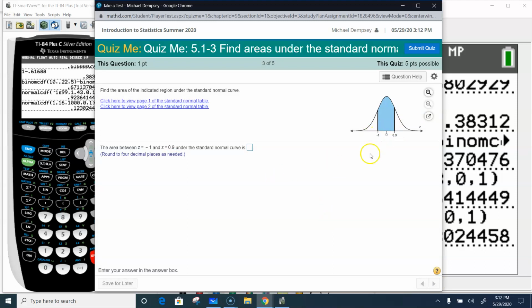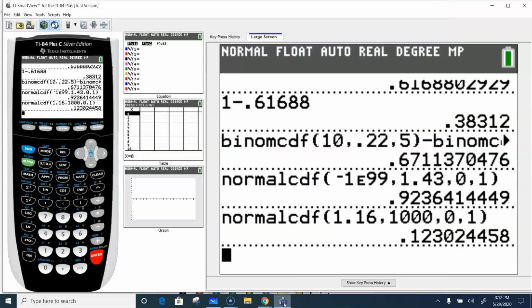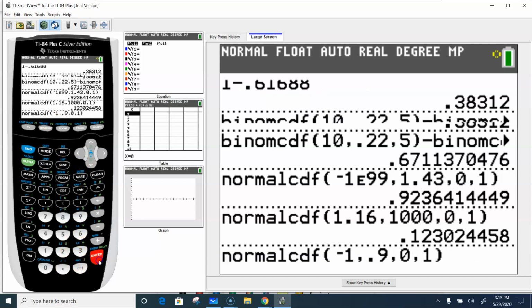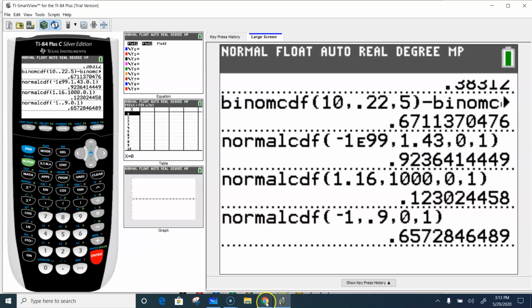Okay, now we're in between two numbers. It's even easier, negative 1 to 0.9. We don't have to tussle with figuring out what the left endpoint is at negative infinity or upper endpoint. And be careful with this negative sign. Make sure you use this one down here, not the subtraction symbol. So this one went from negative 1 to 0.9, and then I just need the mean and the standard deviation. 0.657.